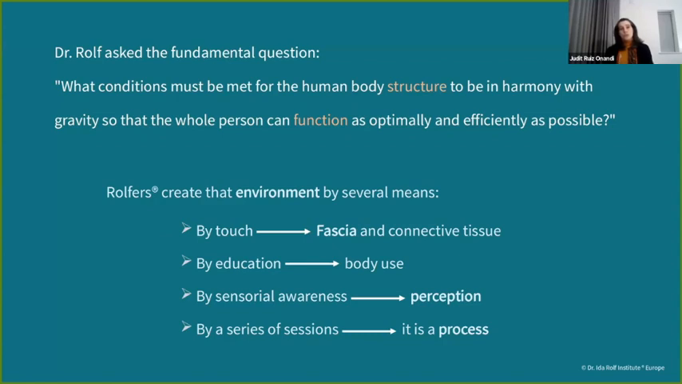As Rolfers, to create an environment where our client can function as optimally and efficiently as possible, we use, of course, touch. We mobilize fascia and connective tissue, but we also use education of body use. We open the door to enhance sensorial awareness, and we use a series of sessions because we want a person to go into a different posture, a different pattern, and that needs a bit of time.